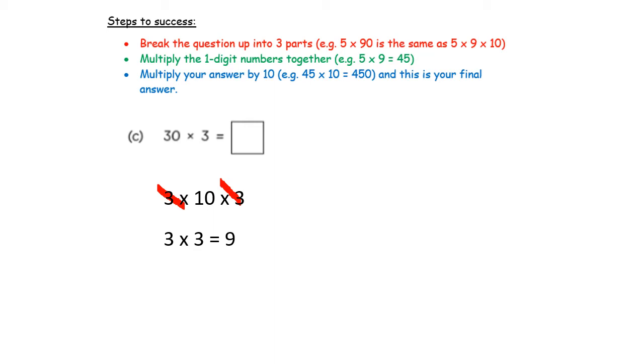Now all we need to do is times by 10, okay? So now we need to do 9 times 10, okay? And 9 times 10 is 90.